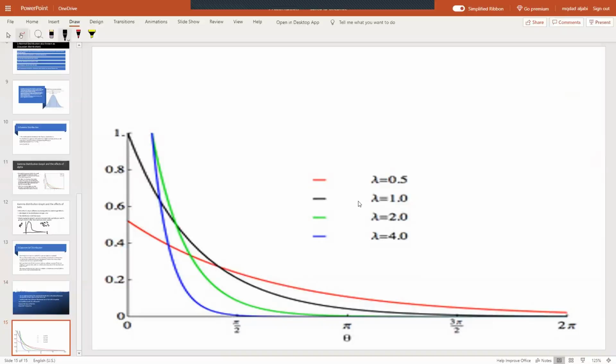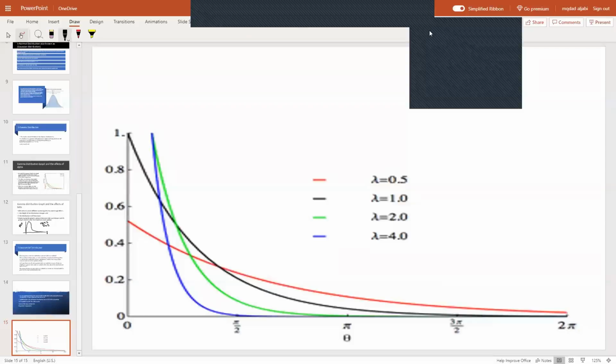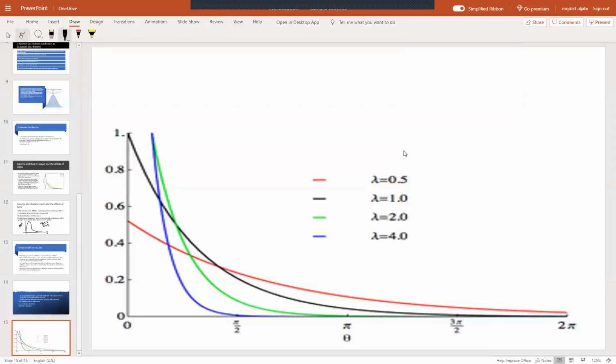As we increase lambda, the graph itself changes, because lambda is connected to mu, because mu equals 1 over lambda. So every time we increase lambda, mu will be less. So if lambda is a half, mu will be 2. If it's 1, mu will be 1. If it's 2, mu will be half.